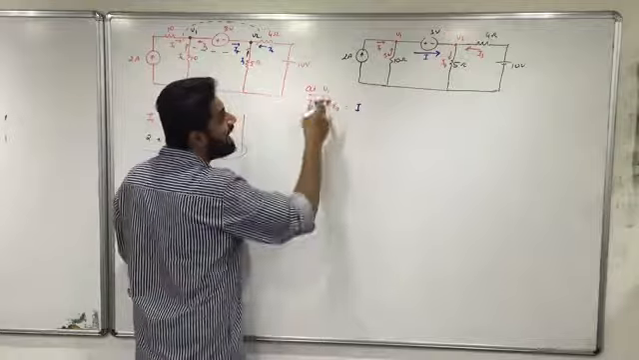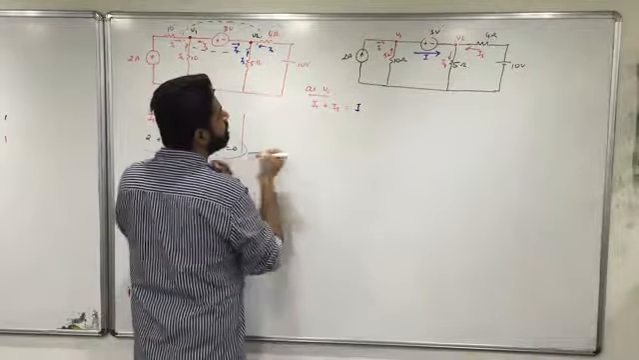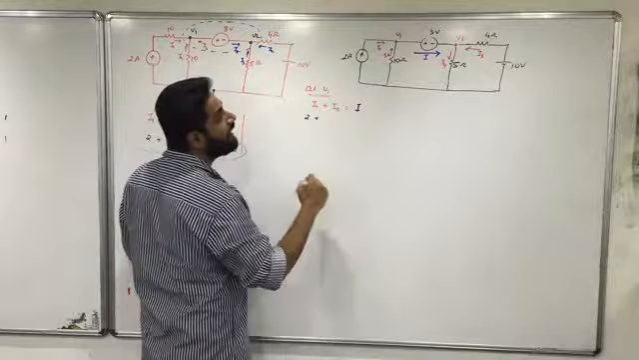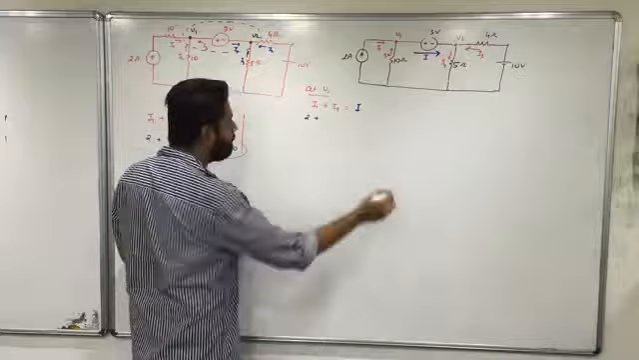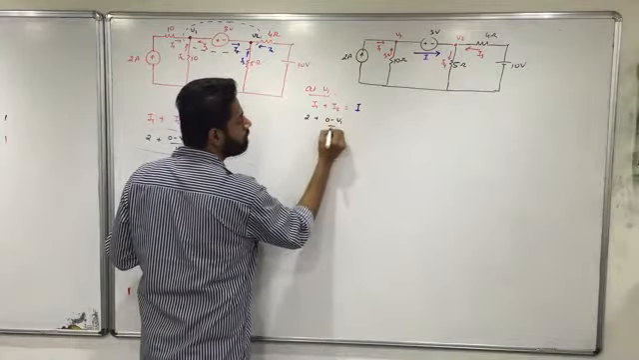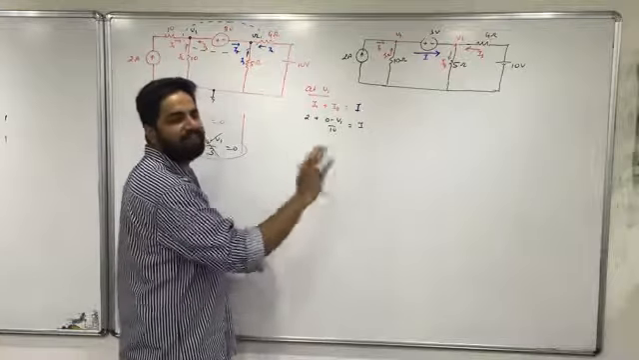Okay. Now let's say I1. I1 is what? It's 2 amperes. Plus, what is I2? 0 minus V1 upon 10. And that is equal to I. I've got my first equation.